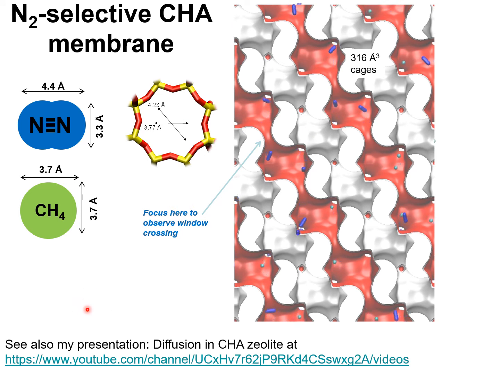As before, we will see animations that illustrate the window crossing by nitrogen, whereas during the simulation time, methane has not managed to cross any of the windows that is shown here. Other MD animations showing intercage hopping are available in this presentation on Chabazite zeolite on my YouTube channel.